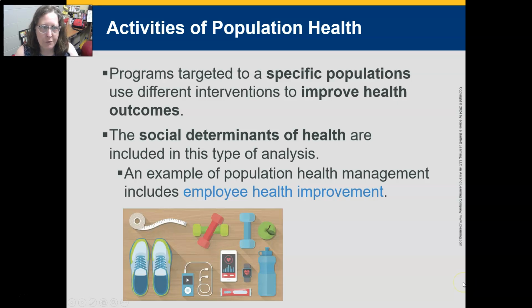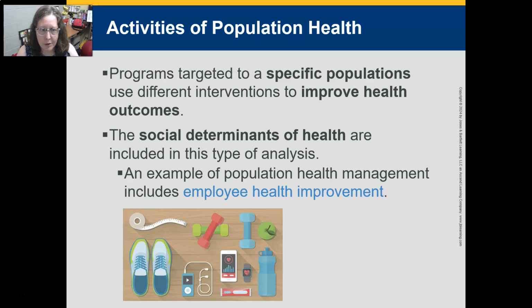So what are the activities of population health? So again, they have programs that target a specific population, and then they use different interventions to improve health outcomes. Because of course, if the existing interventions worked or the existing models worked, it wouldn't be a disparity. It wouldn't be a problem, right? So we have to do something different. We have to find out what's going on, and then add an intervention there, and then see if that intervention is effective and actually improves the health outcome.